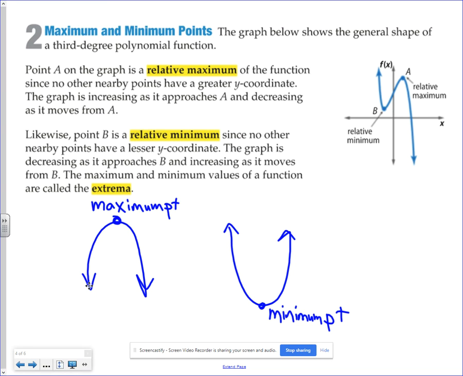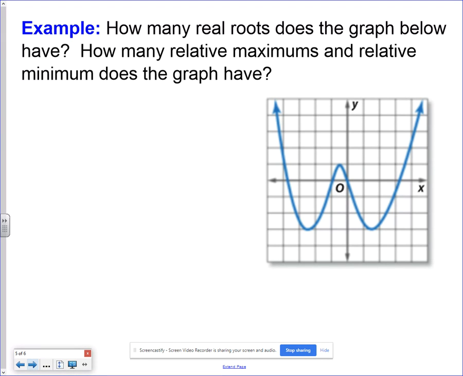So if it makes a valley, like point B does on this graph, we call that a relative minimum. If it makes a hill, like this, we call that a relative maximum. So I want you to be able to look at the graphs and identify whether it has a relative minimum or relative maximum, and tell me how many. Alright, so one last example. It says, how many real roots does the graph below have? How many relative maximums and relative minimums does the graph have?